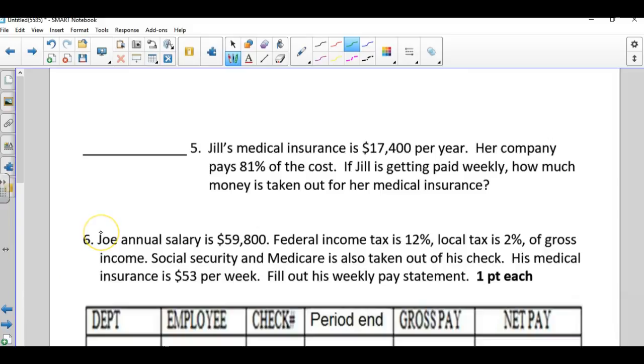All right, moving on. Jill's medical insurance is $17,400 per year, and the company pays 81%. If Jill's getting paid weekly, how much money will be taken out for her medical insurance?